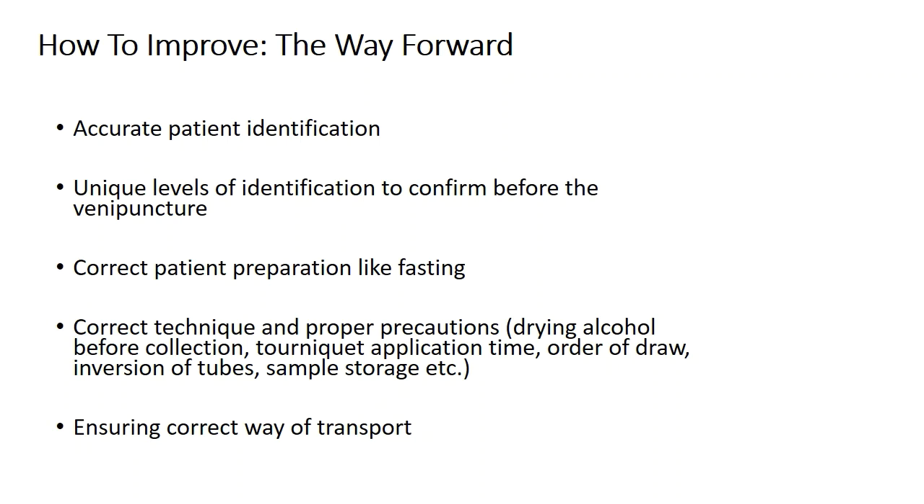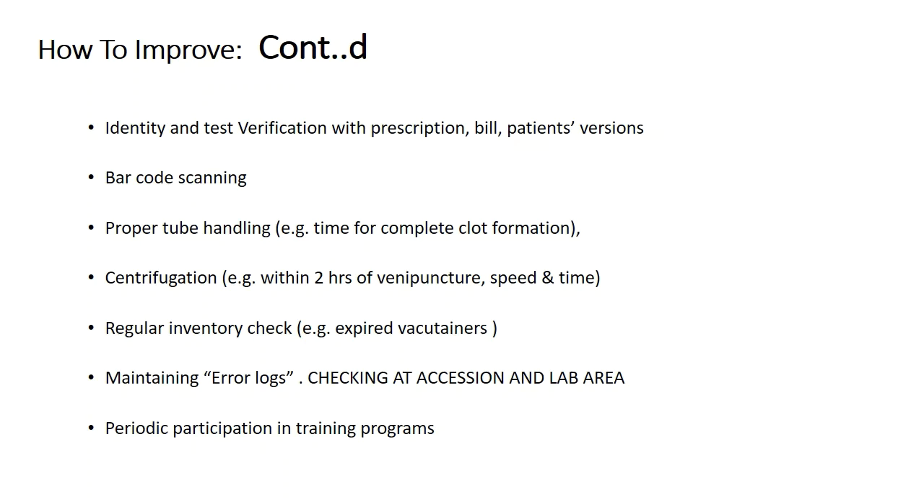Barcode scanners, whenever possible, barcoding of tubes to reduce error. These are very important improvement steps. Proper tube handling, centrifugation, then regular inventory checks to look for any expired vacutainers, etc. Maintaining error logs, checking at accession and lab area why these pre-analytical errors are happening, at which step, whether it was at the collection site, or you got poor temperature during transport. Everything should be documented so that in the particular area where the mistakes are happening, we can arrange proper training. So periodic participation in training programs is very important.